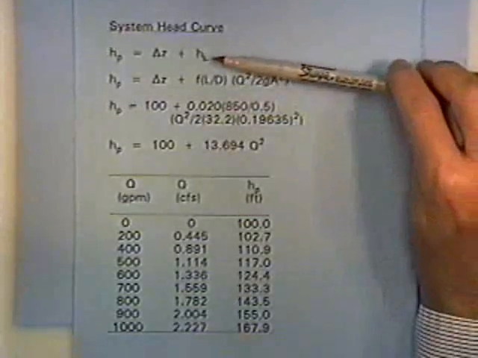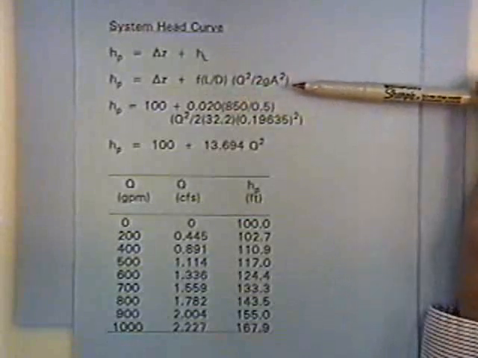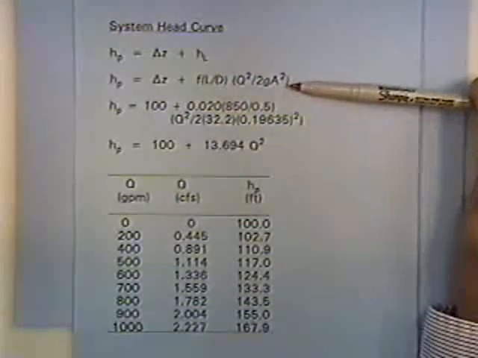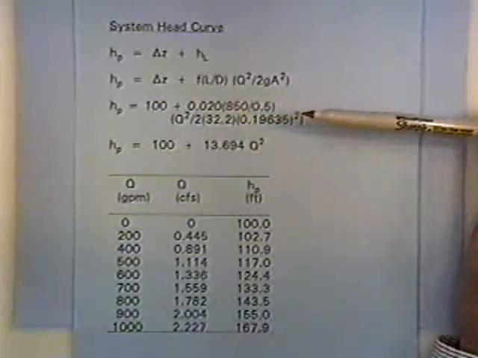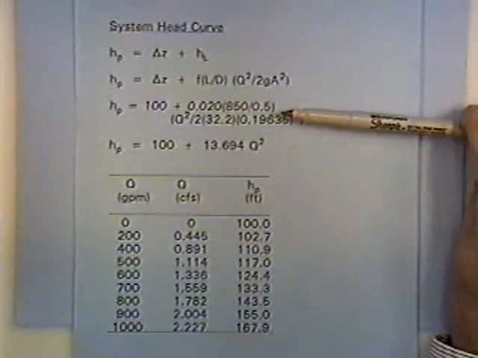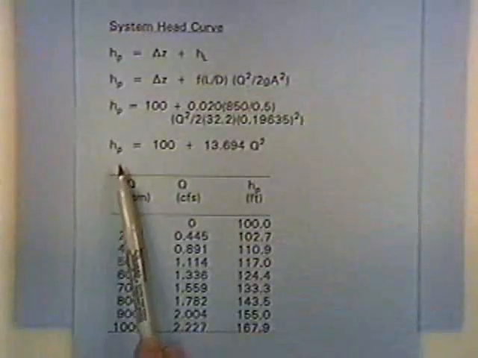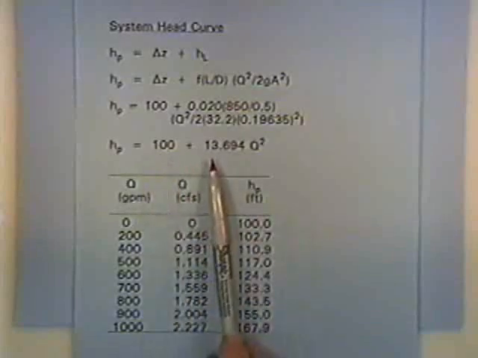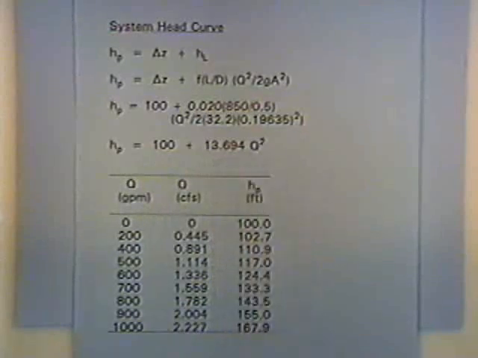But in this example I'm just saying the head losses are the losses in the pipe, and so I'm relating the head losses to the flow rate using the Darcy-Weisbach equation again. I've written the Darcy-Weisbach equation for the head losses, and then plugged all the numbers into it. Everything's given except the flow rate. So the head to be overcome by the pump is the lift of 100 feet plus, using the Darcy-Weisbach equation, 13.694 times the flow rate in the pipe squared.